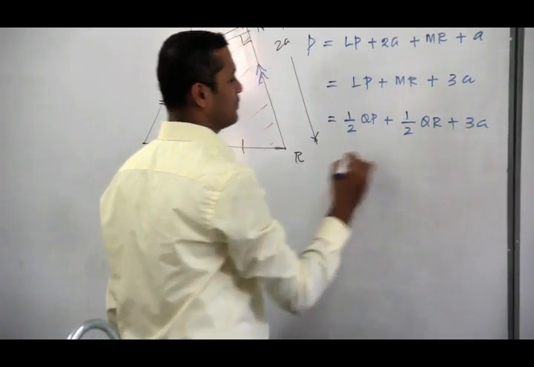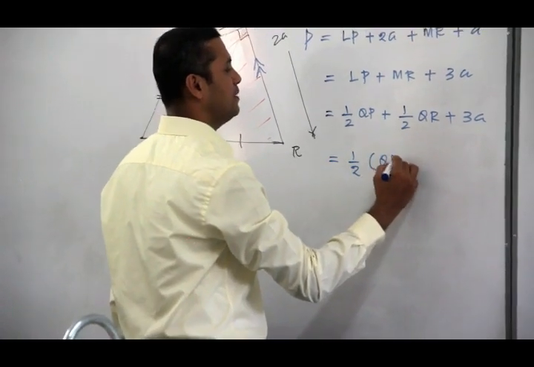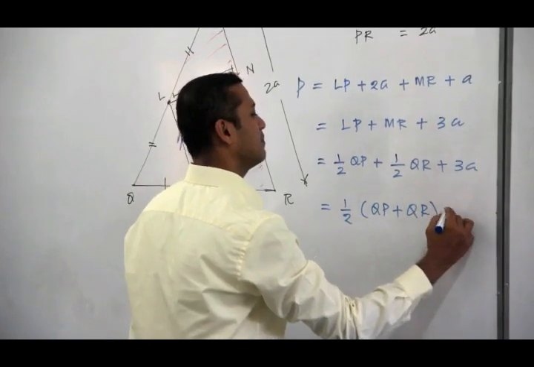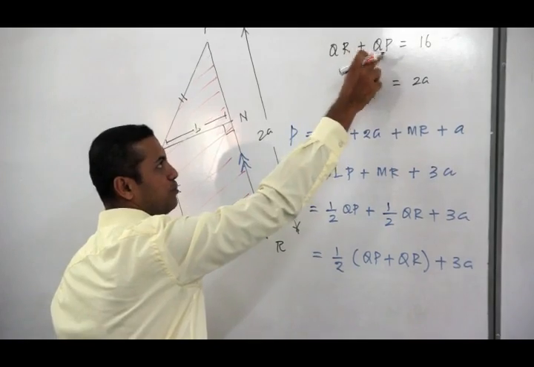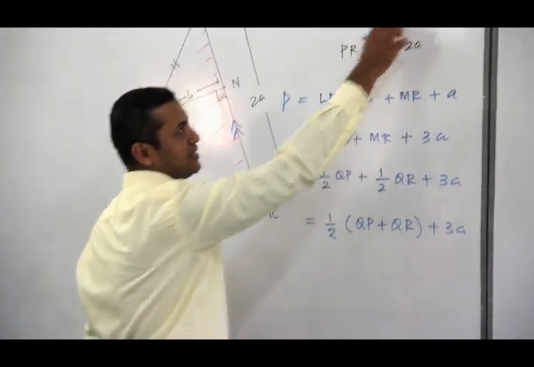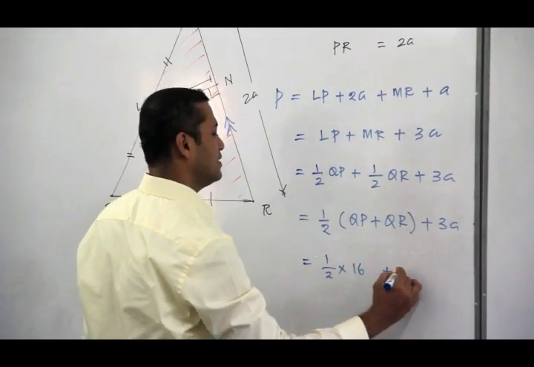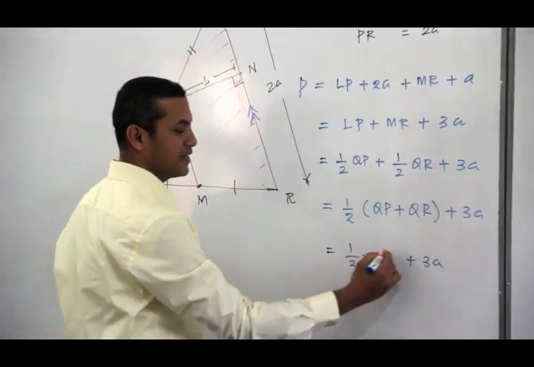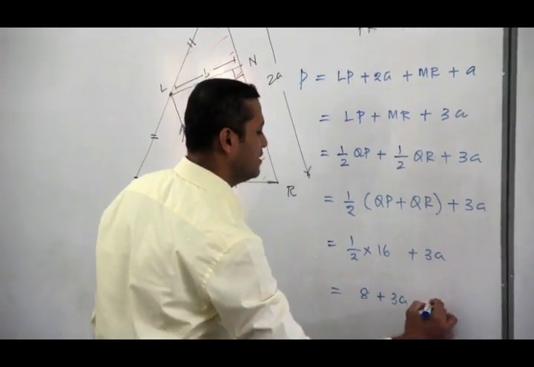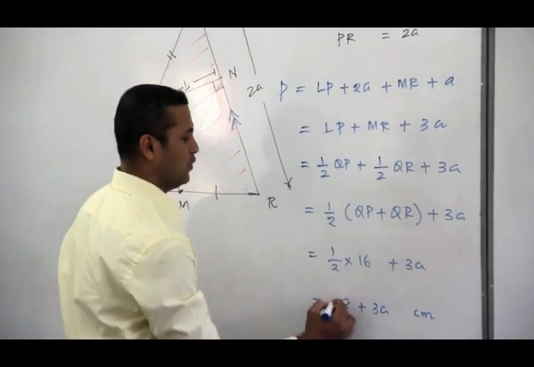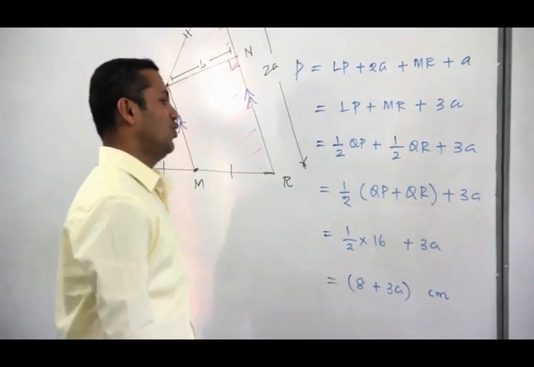plus 3A. Then you can take half out. You will get QP plus QR plus 3A. But already we know what is QP plus QR. QP plus QR is given. How much? 16 centimeters. So you can write half into 16 plus 3A. Then you can cancel them. Continue. 8 plus 3A centimeters. If you want, you can bracket since it is an algebraic expression. Got it? Hope you understood.